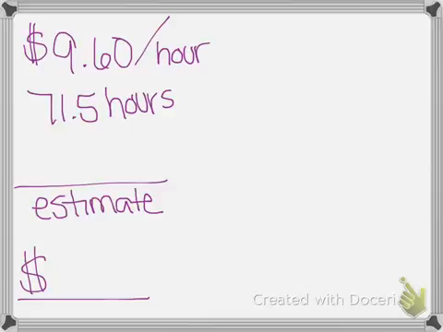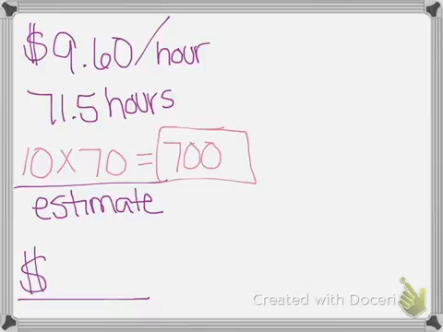Number 4. Bill has a summer job that pays $9.60 per hour. What is his total pay for 71.5 hours of work? So if he gets $9.60 each hour, and he works 71.5 hours, we're multiplying. So if I were going to estimate, I would round $9.60 up to 10 times 70. So my answer is going to be around $700. Now to actually solve, we multiply.